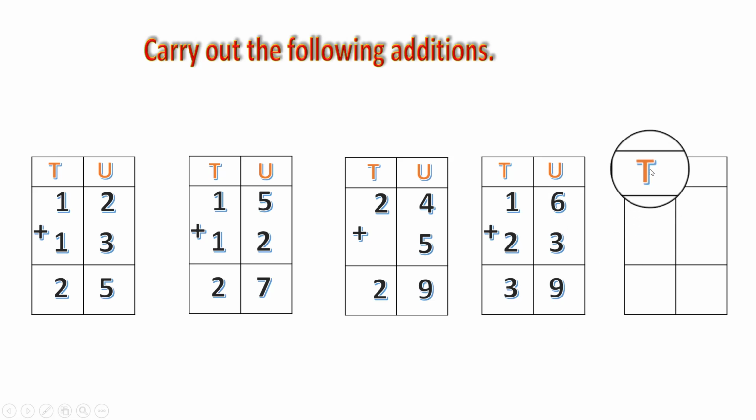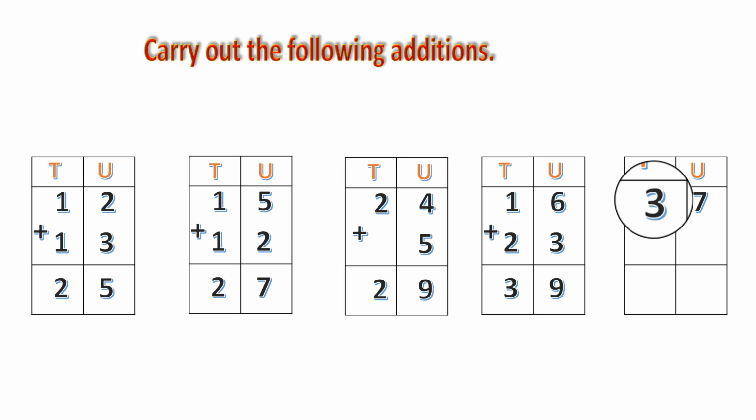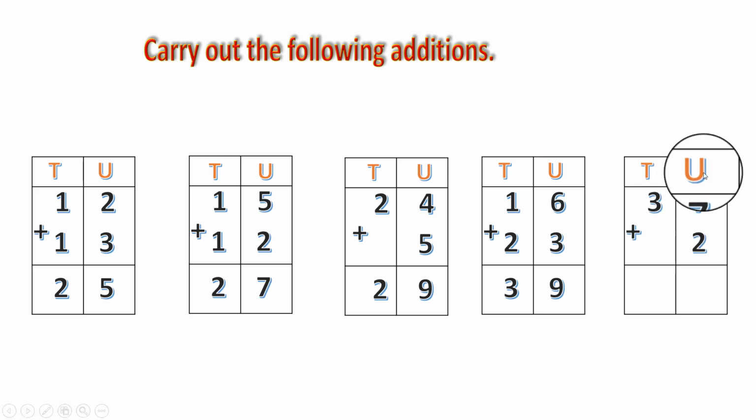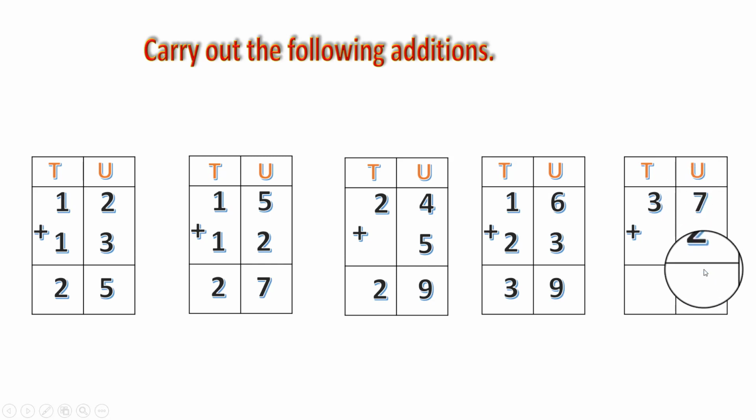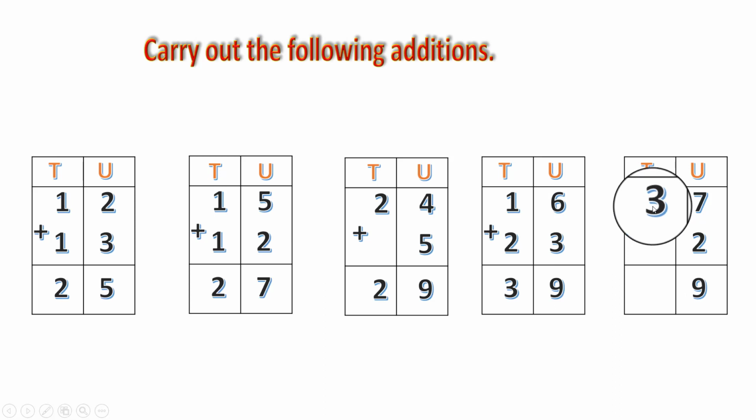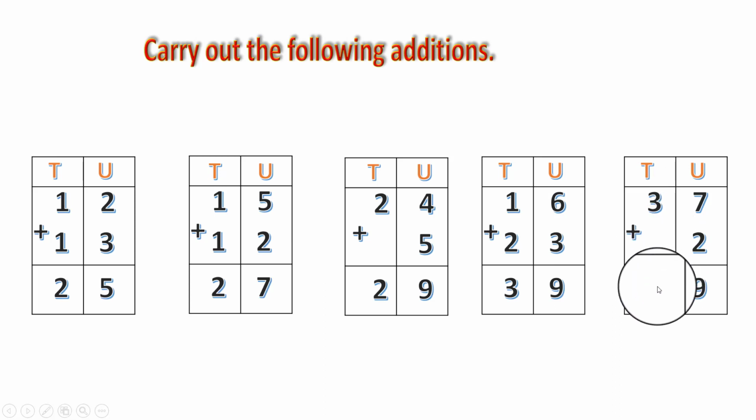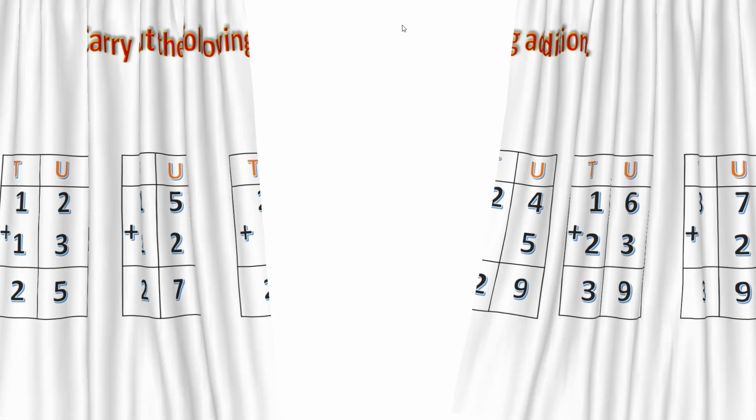Next example. T for tens and U for units. 3 tens 7 units plus 2. 7 and 2 numbers are in unit place. When we add 7 and 2 we get 9. 3 tens, and we get 3 tens. 37 plus 2 is equal to 39.